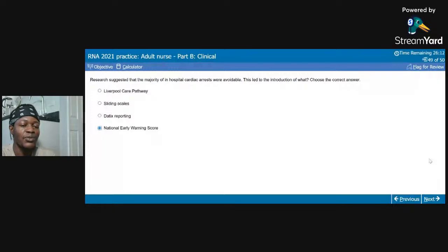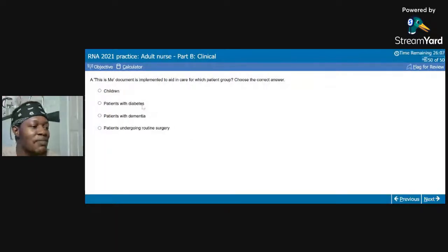Okay, guys, we have one more question. A this is me document is implemented to aid in care for which patient group? If you guys remember, we answered a question similar to this earlier. And this thing happens in the exam. Honestly speaking, I'm like, do they not have questions? So it happens. So this is the moment we've been waiting for. Let us see how much we got.